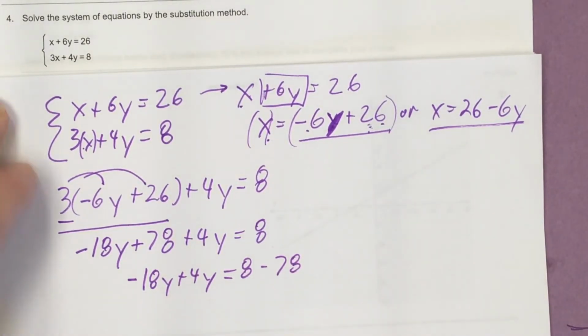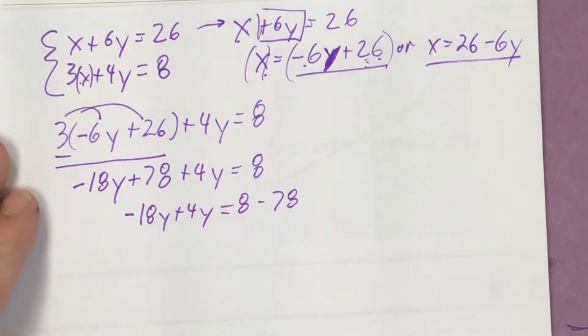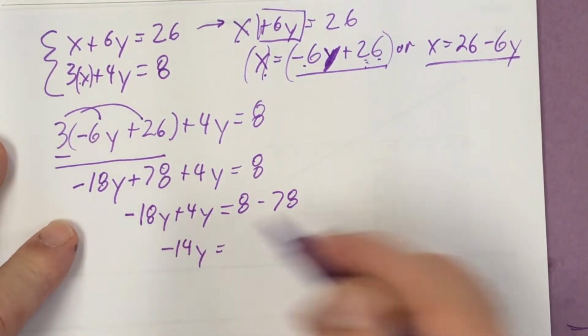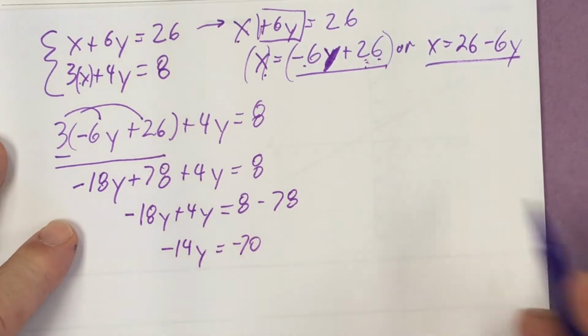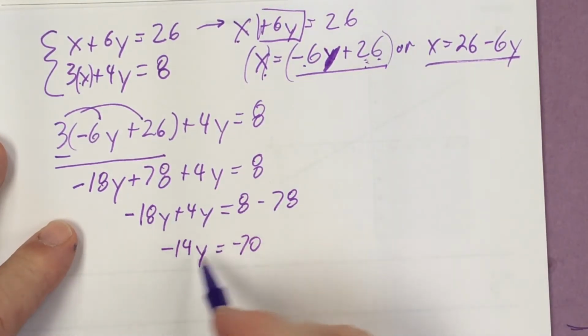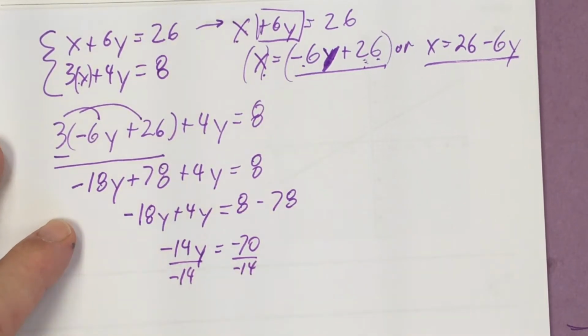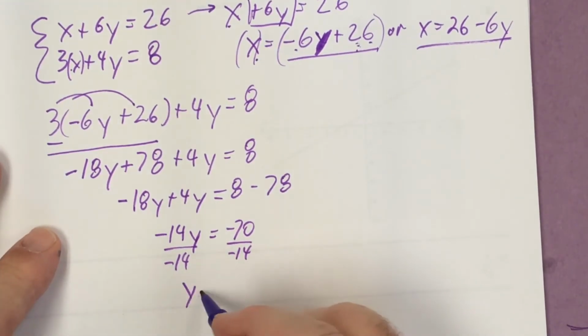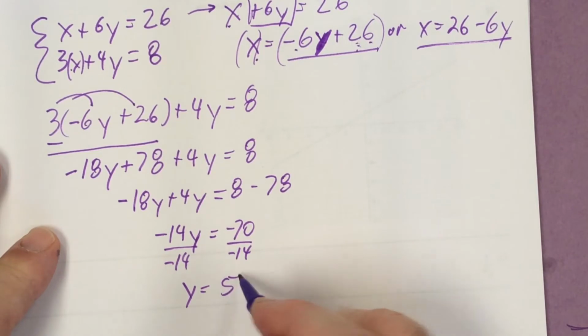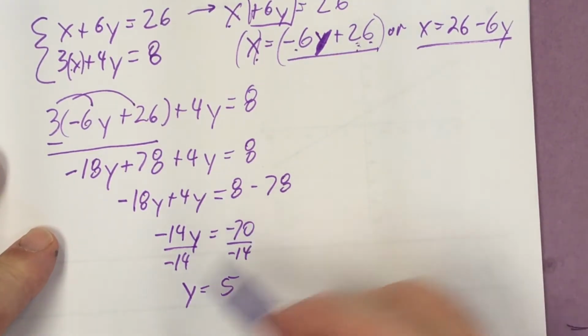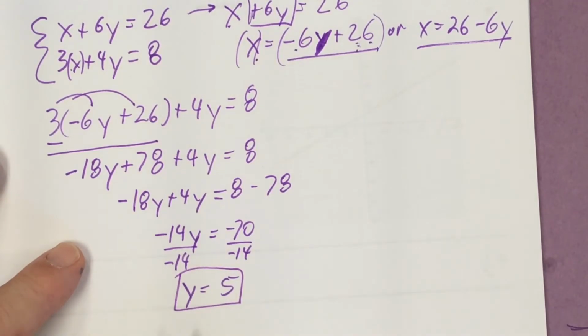When I go ahead and combine like terms, and I just move this up a little bit to make sure I continue to show my work, this will give me negative 14y, and this is going to be negative 70. If I divide both sides by negative 14, I'm going to get y is equal to positive 5. 70 divided by 14 is 5, and then a negative divided by negative is positive. That should be my value of y.